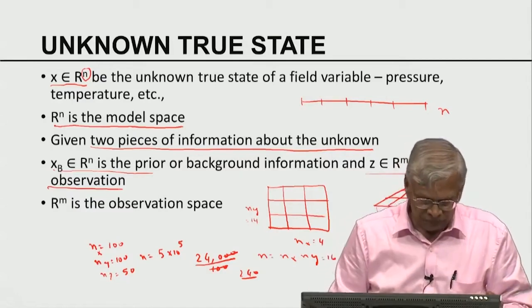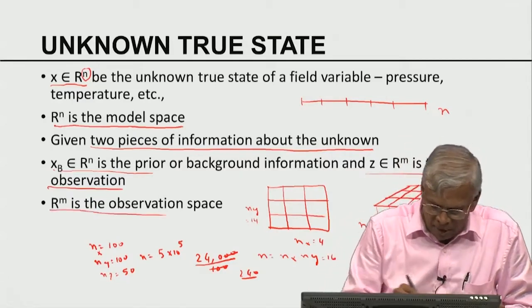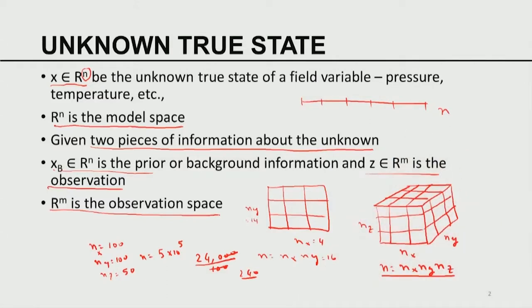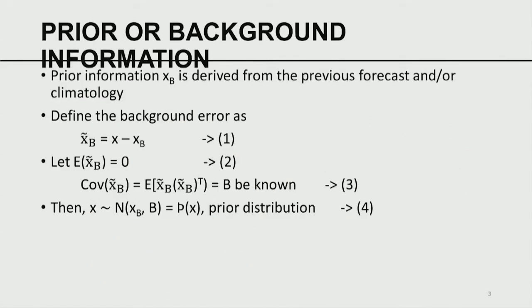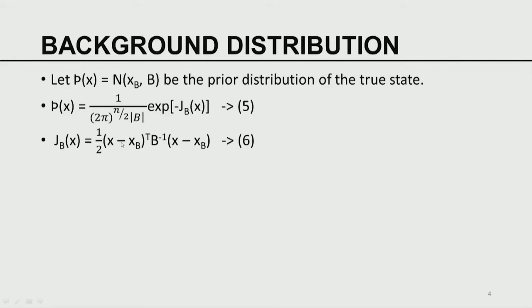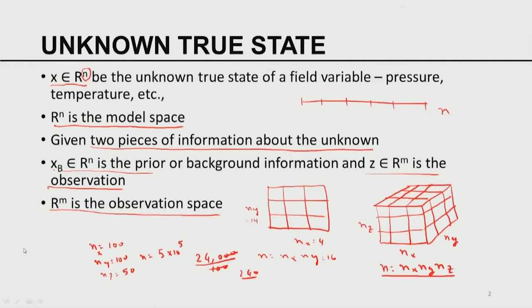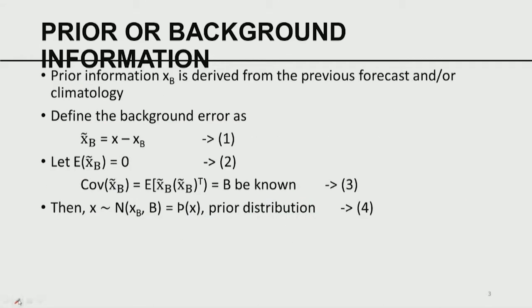Z is the new information. Rm is called the observation space. Again, we have talked about it at great length on several occasions. The prior, so I'm going to call xB the prior, so you can see the Bayesian framework sneaks into play. The xB has been derived from the previous forecast or the climatology. x is the unknown I want to be able to estimate. I'm interested in trying to estimate x or find x.